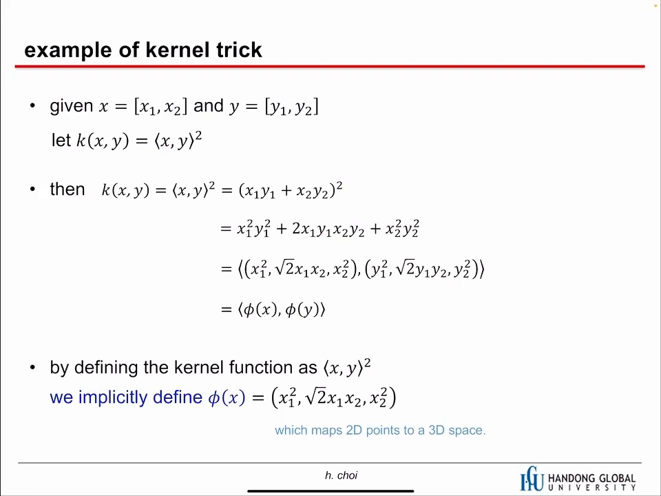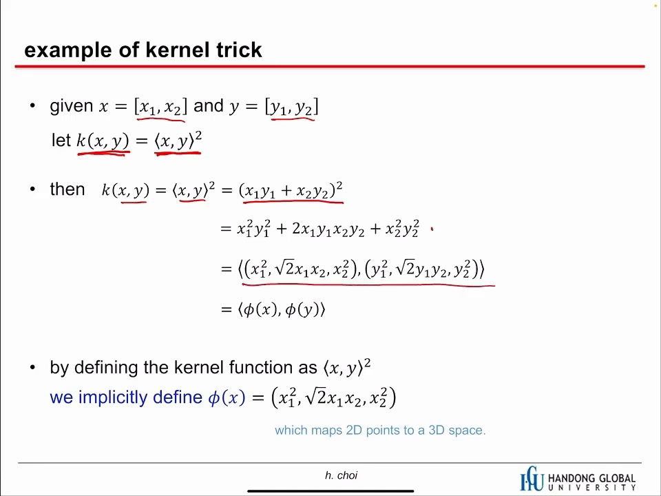To help you understand what this theory says, let me take some examples. Given two vectors, x and y, let a kernel be the square of the inner product. So we just defined a kernel function. This is a binary function. Binary function means we get two inputs, and then this one is a scalar. Then we can rewrite this kernel in this way, and then rearrange the terms, and then rearrange one more time.